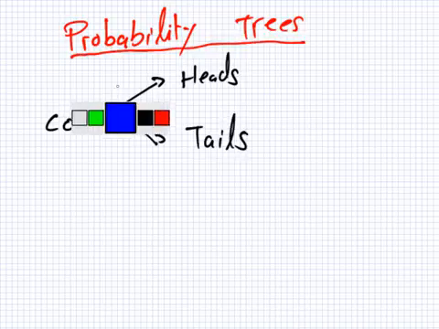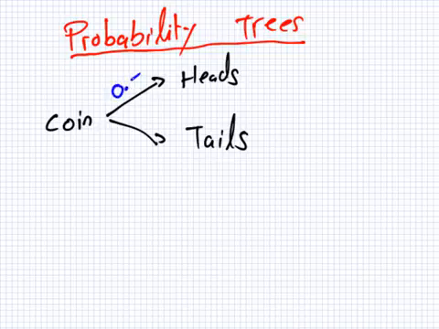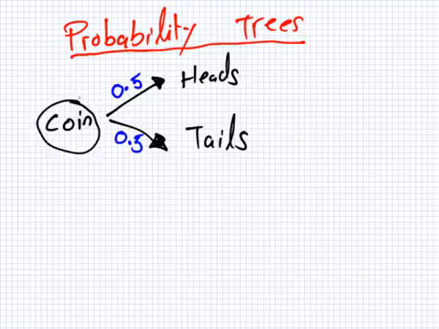And what you do is you write the probabilities of each choice on the arrow. So this is our coin, and we can have heads or tails, 50-50. So this is our first example of a probability tree. Of course we can make it more difficult than that.